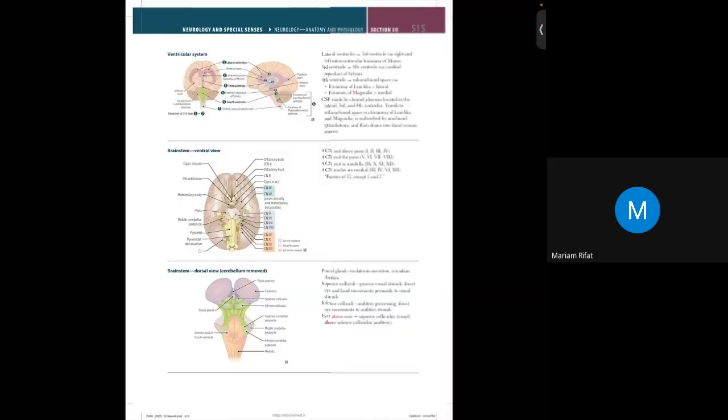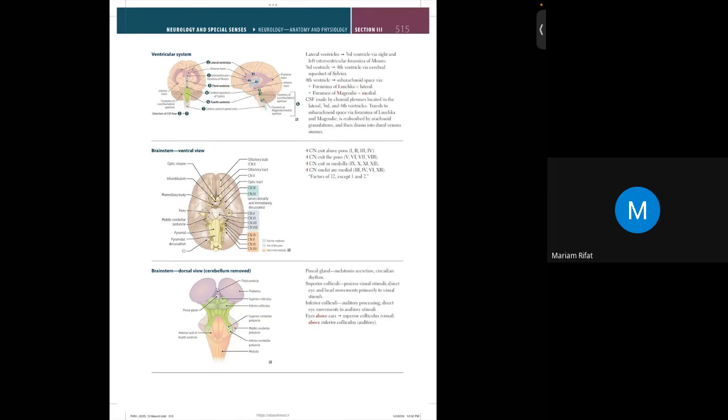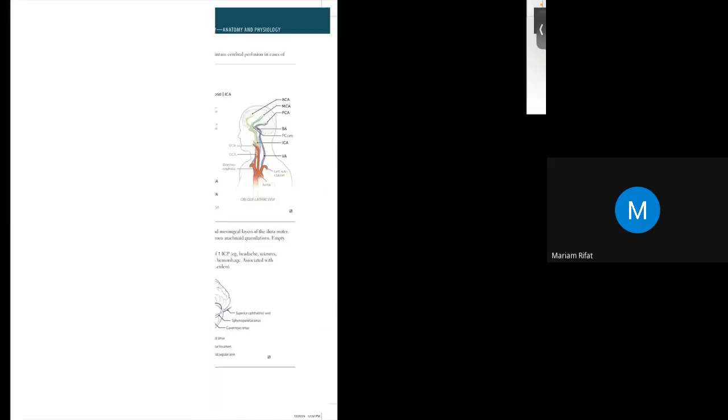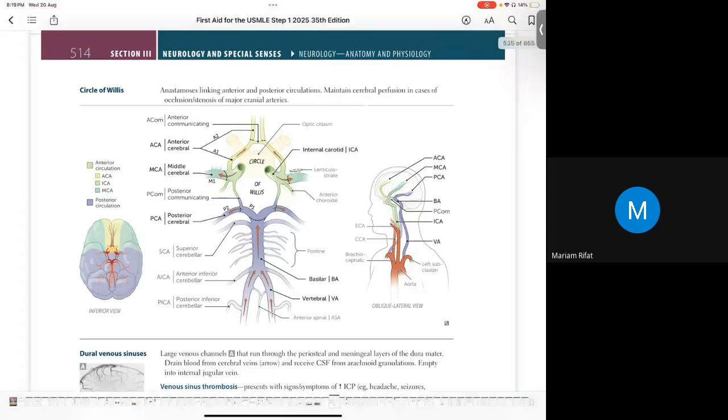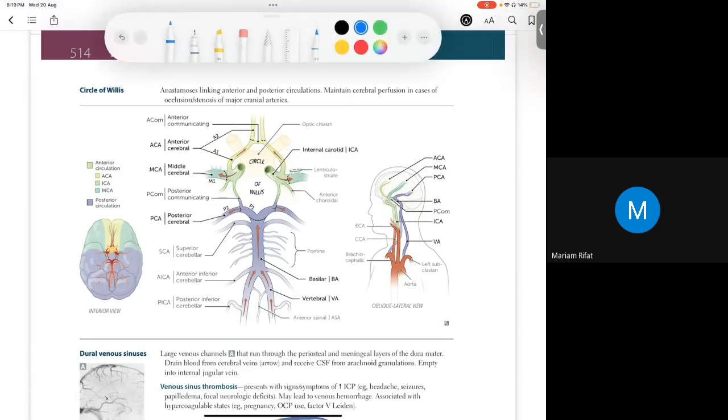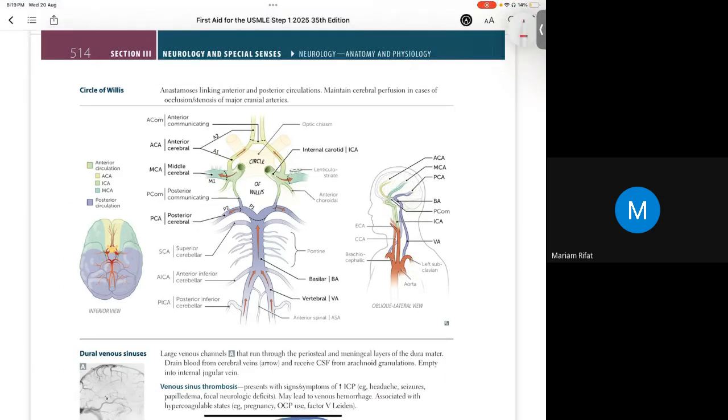Okay, so it's your blood supply. So we did this one. Let's discuss the circle of Willis and blood supply, right? Circle of Willis: anastomosis linking anterior and posterior circulation, maintaining cerebral perfusion in case of occlusion and stenosis of major cranial arteries.